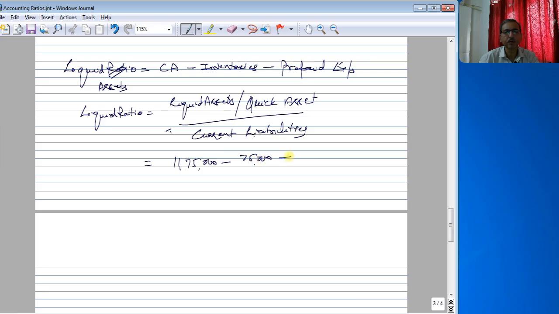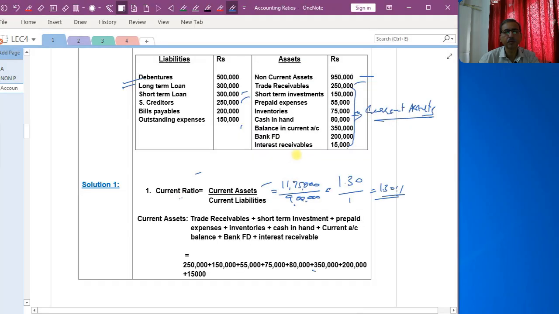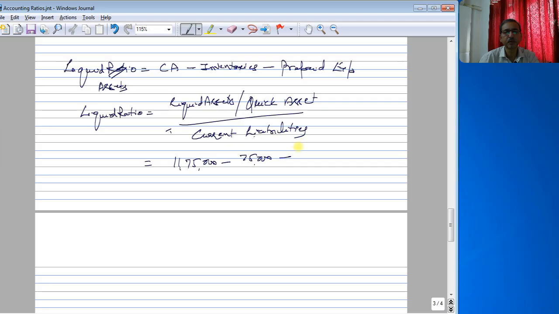75,000 is the inventory, minus prepaid expenses. These prepaid expenses are 55,000. So we reduce it, and it comes out to be 10,45,000. Now the current liabilities remain the same.